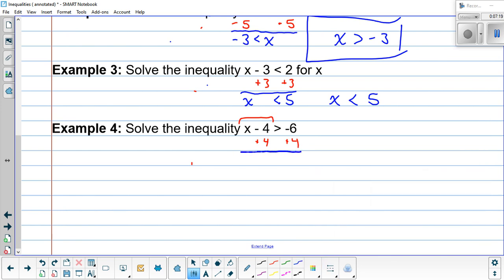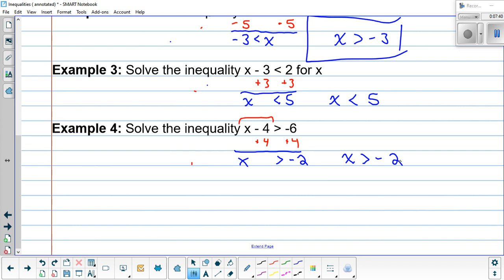Create our equal sign, and then just go column by column. X, negative 4, add 4 is nothing. We have our operator, and negative 6 plus 4 is negative 2. So I always like rewriting it to the right just because it looks a little bit more clean.